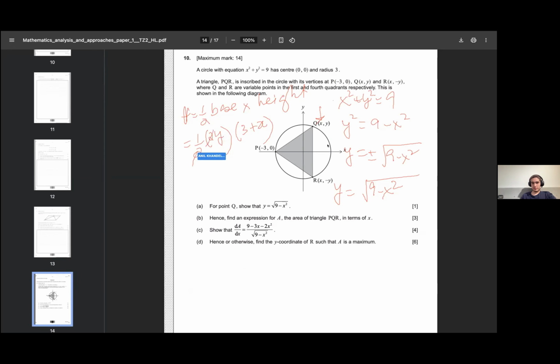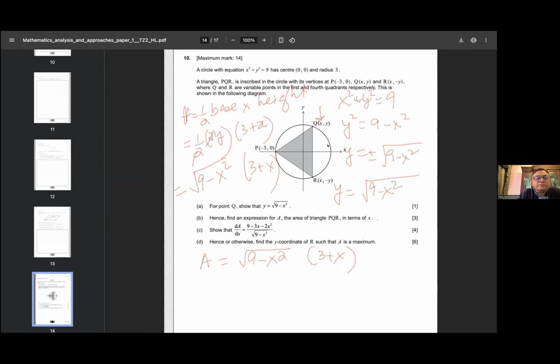The 2 and 2 cancel, right? So y is the square root of 9 minus x squared times 3 plus x. You get the whole idea? So that becomes an expression for the area of PQR in terms of x: A equals the square root of 9 minus x squared times 3 plus x.